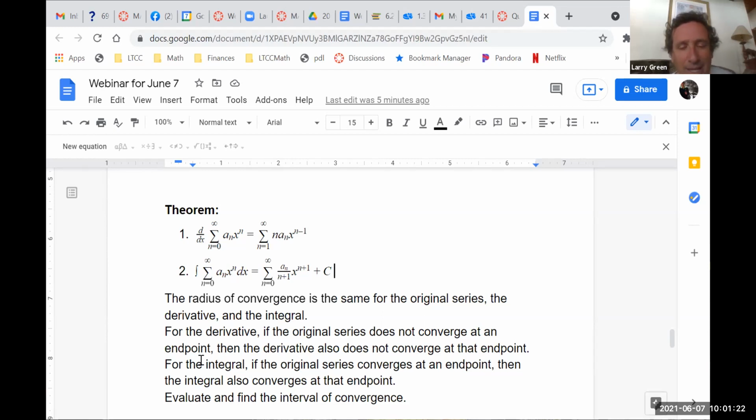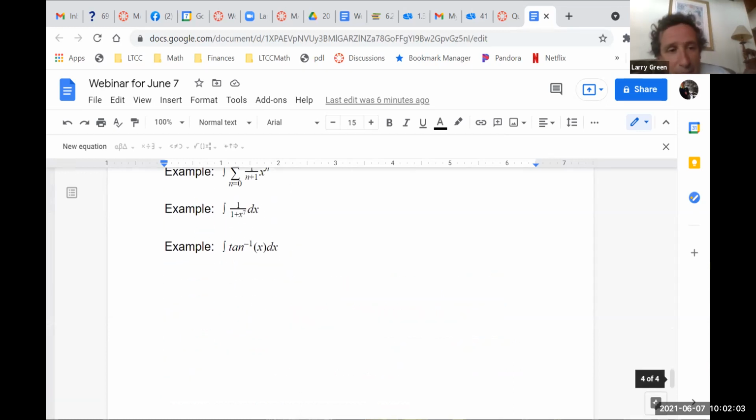For the derivative, if the endpoints don't converge for the original, then the derivative endpoints don't converge, but not vice versa. So in other words, you could have a series that converges at the endpoints, take a derivative, and now it doesn't converge at the endpoints. And integrals are the opposite. So you can actually gain an endpoint with an integral. You could start out with a series that doesn't converge at an endpoint, take an integral, and now it does. So that's important. But you can't lose an endpoint for convergence. Let's look at examples, because that's the whole purpose.